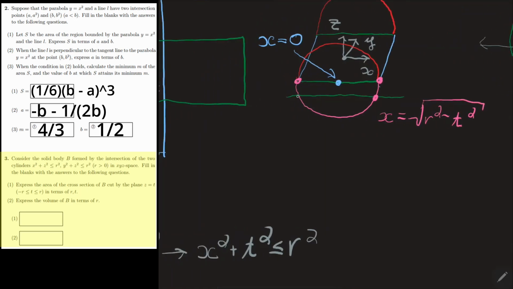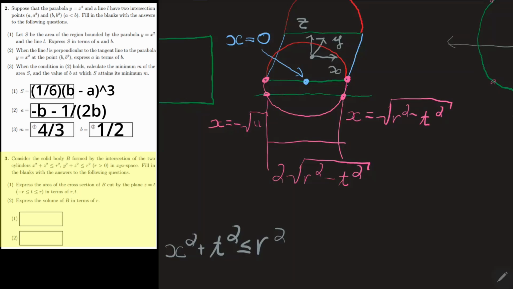And then at this other point adjacent to it, our x value will equal negative that square root. And I'm just going to use this symbol right here, which just means the same as, so it's still the square root of r squared minus t squared, which means that this length right here is just 2 times the square root of r squared minus t squared.